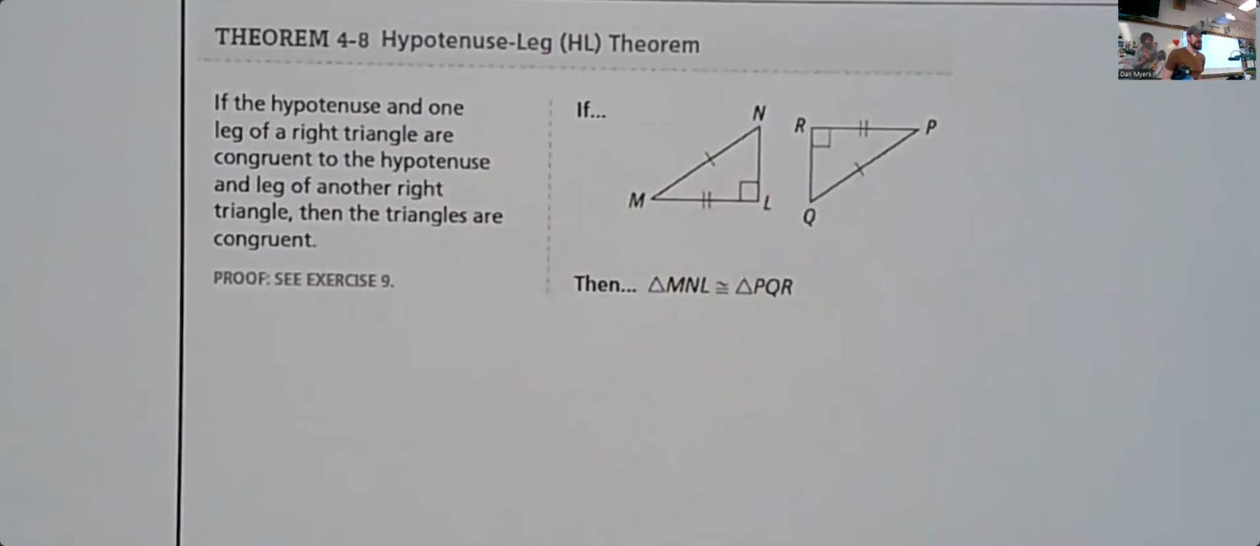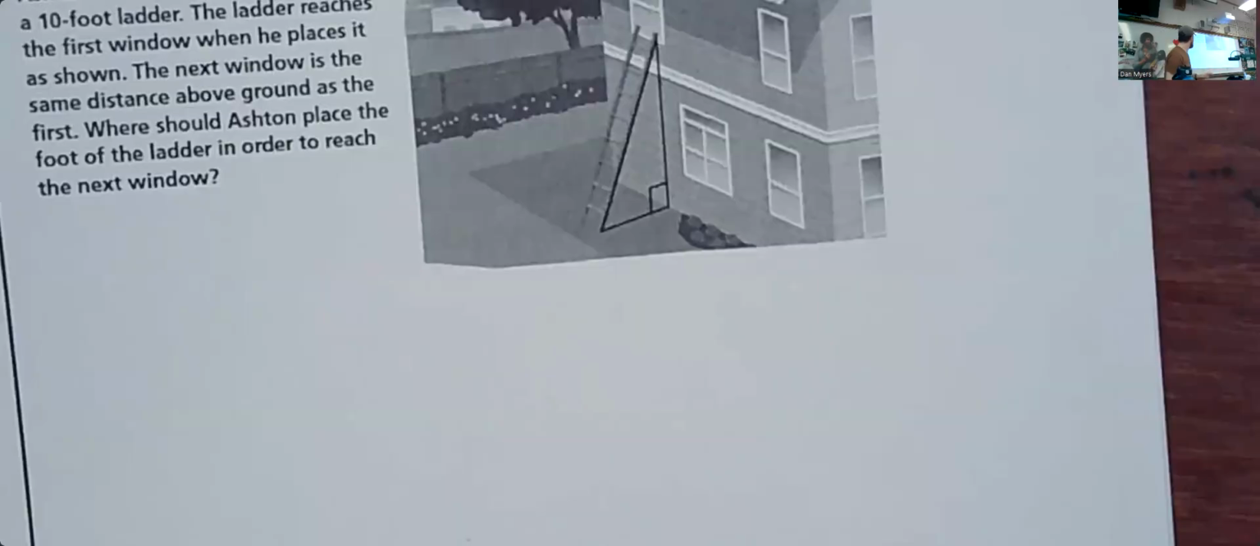Okay, turn the page. We have one more example and then we're done. This is a very short lesson today. So let's have a look here.